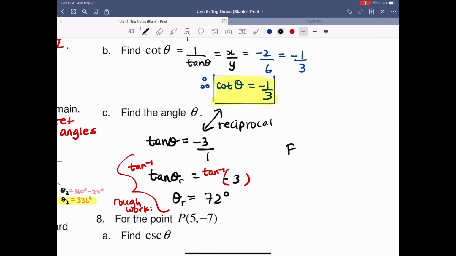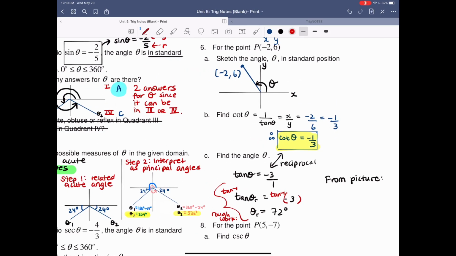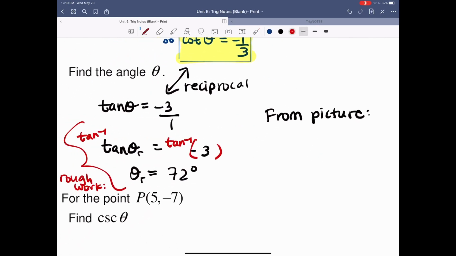Based on the picture, what is my theta actually equal to? Well, if you try to interpret it, if this is 72 degrees, that means my theta is equal to 180 minus 72. And therefore, theta is actually equal to 108 degrees.